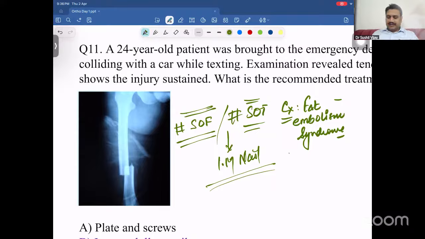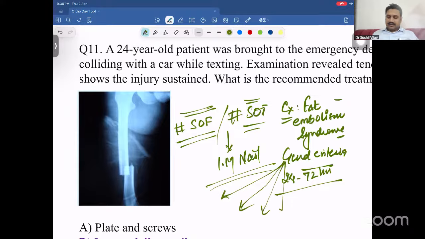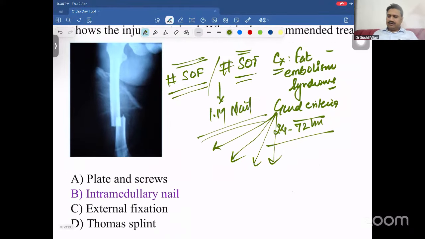It is Gertz criteria, right? How many parameters are there in Gertz criteria? It is 24 to 72 hours. Very good. How many major criteria are there within Gertz? There are four major criteria, right? First to the third day. Very good.